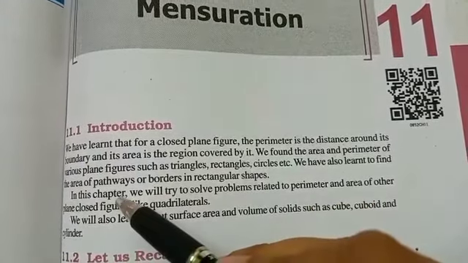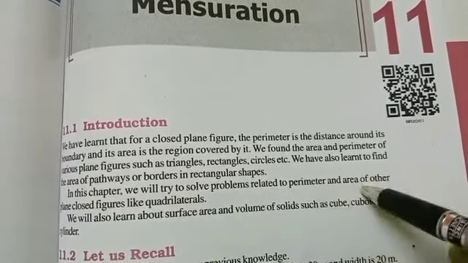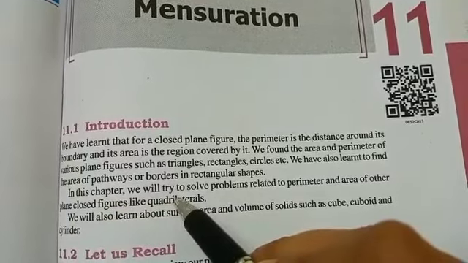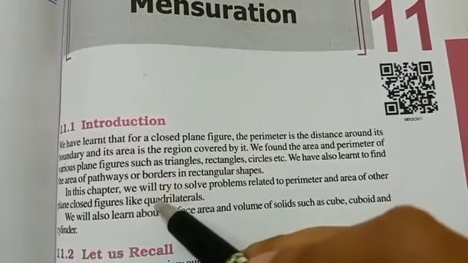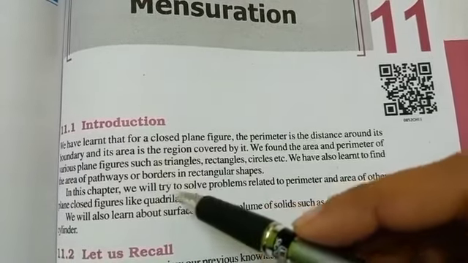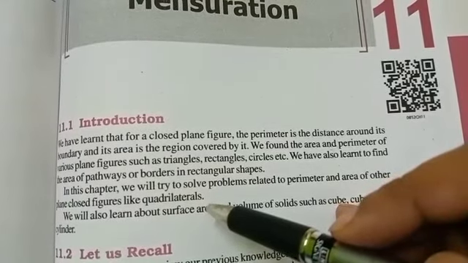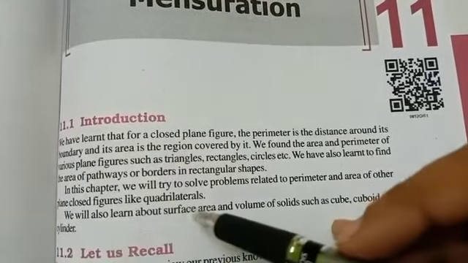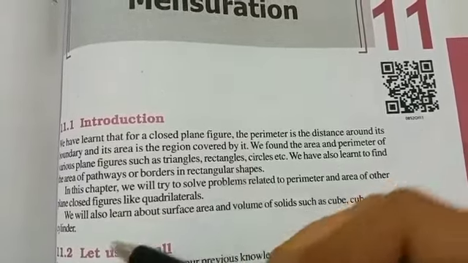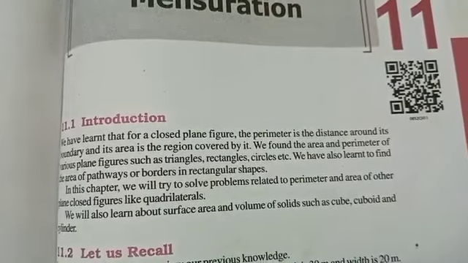So in this chapter, we'll try to solve problems related to perimeter and area for other plane closed figures like quadrilaterals. Okay, so in chapter number 3 also you got the understanding of the quadrilateral chapter. So that's why now we'll find the area of different types of quadrilaterals. And we'll also learn about the surface area and volume of different solid figures such as cube, cuboid, cylinder. So this is the introduction of this chapter.